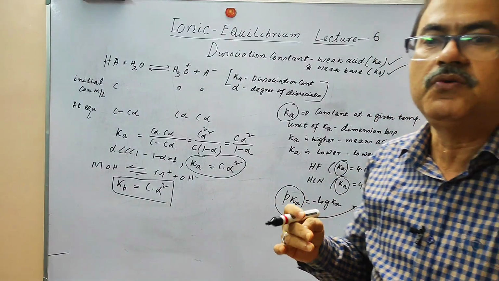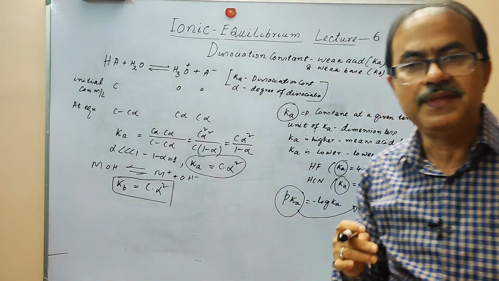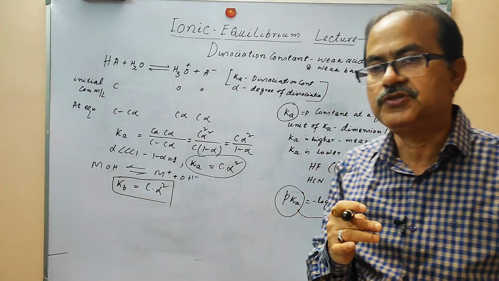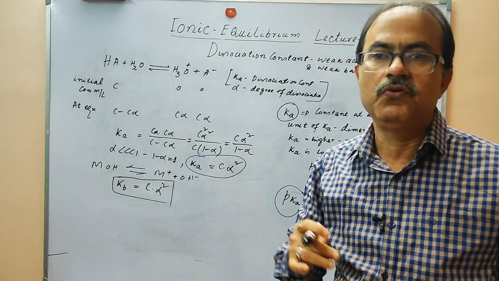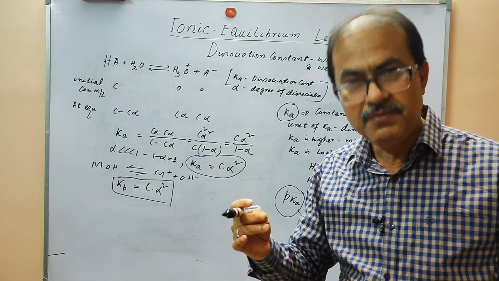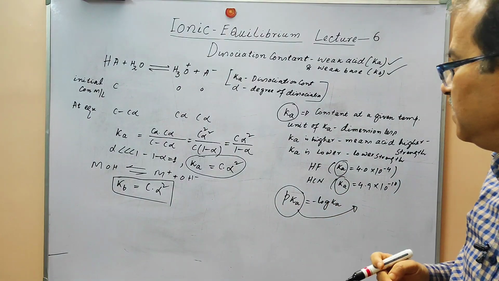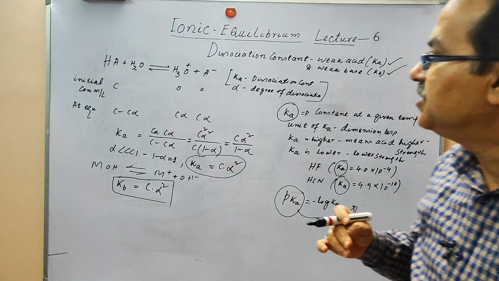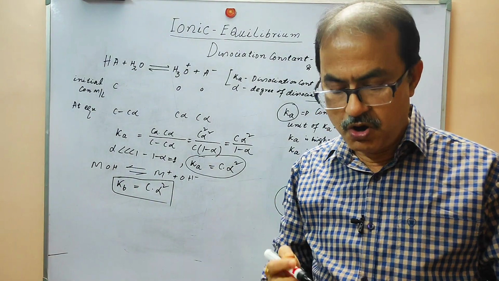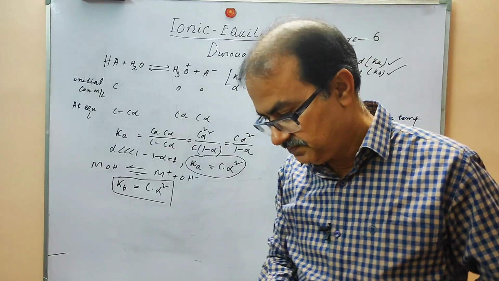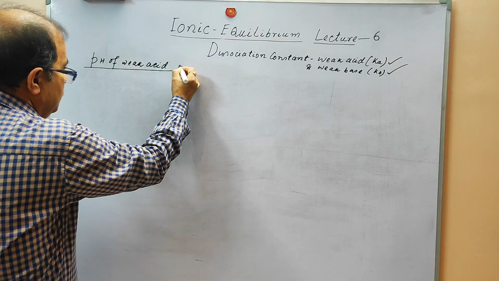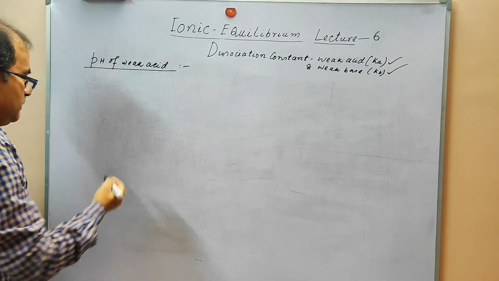In case of the pK or pKb value, this will have the opposite notation. Higher the pKb means lower strength, lower the pK means higher strength. So now we are going to discuss the pH of the weak acid and weak base. First, the pH of the weak acid.